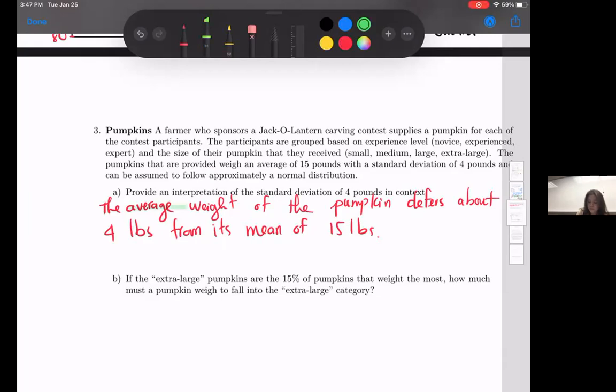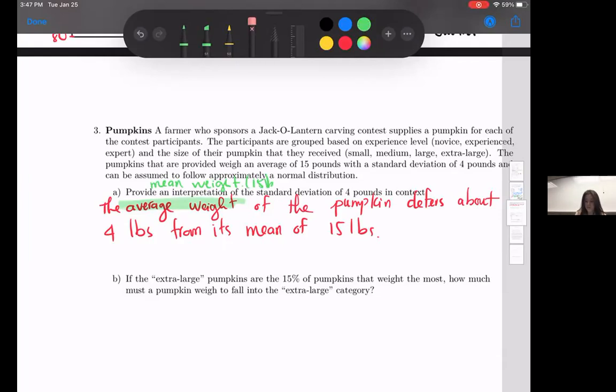What does average weight mean? That's the same thing as mean weight, right? So you're saying that the mean weight of the pumpkin is 4 standard deviations from the mean weight. You say the mean weight is 15 pounds, and you say the 15 pounds is 4 standard deviations away from the 15 pounds. So instead of saying the average, say on average, comma, the weight of the pumpkin.